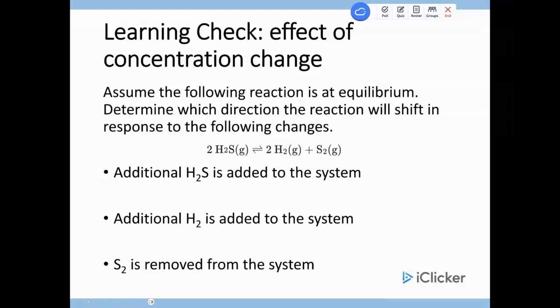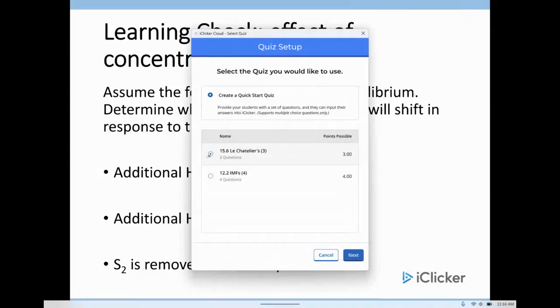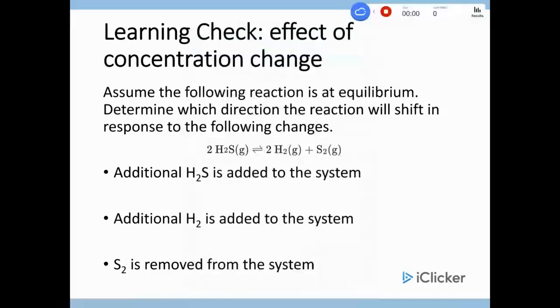Okay, let's do this question. So we have a system here, H2S in equilibrium with H2 and S2. We're saying that this system is at equilibrium. Which direction will the reaction shift if more H2S is added? Then assume the system reaches equilibrium again and H2 is added, so which direction will it shift? Then it reestablishes equilibrium and S2 is added. So 3 independent questions, assuming the system's at equilibrium as you are answering each one.